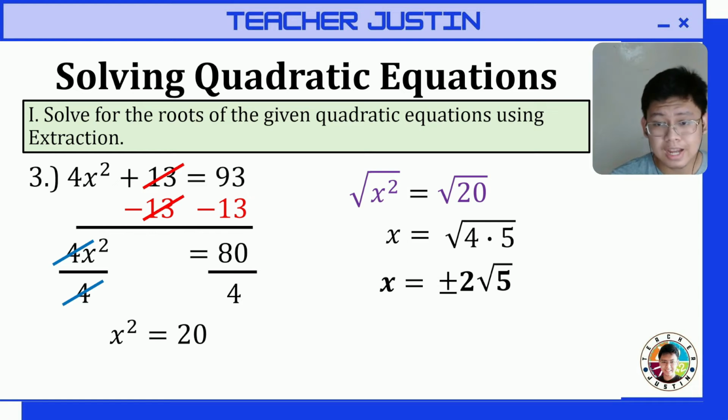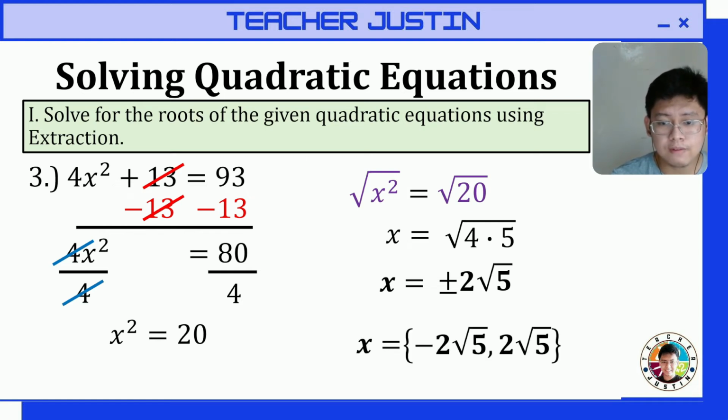Now, let's write our final answer. So, the value of x, dalawa ulit yan. We have negative 2 square root of 5 and positive 2 square root of 5. And that's it. Tada! Alright.